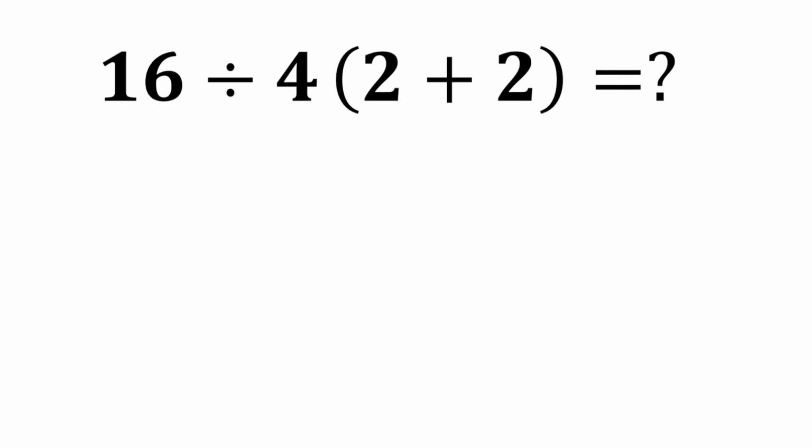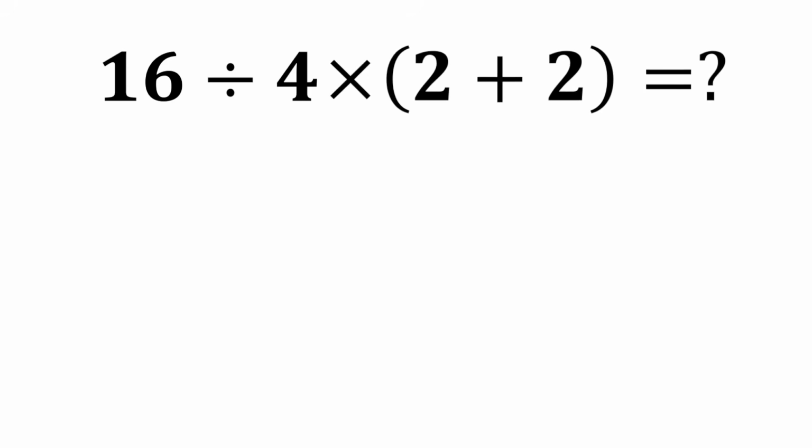The expression is 16 divided by 4, multiplied by open parenthesis, 2 plus 2, close parenthesis. In this expression, we have a division, a multiplication, and a pair of parentheses. Inside the parentheses, there is an addition. The multiplication sign is written here.